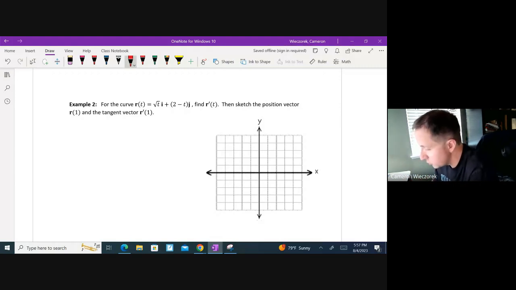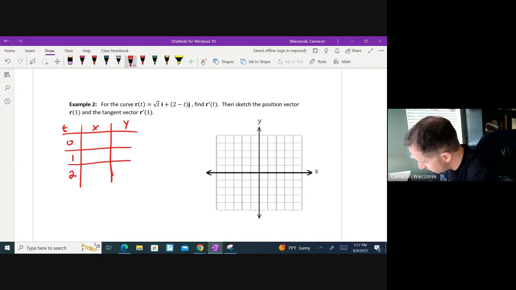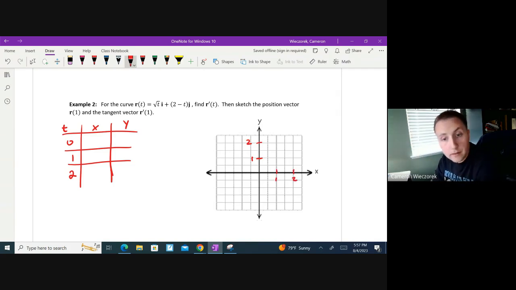So let's sketch the original curve first. I think that would be a good first step. So here's my values of t, here's my values of x and y. This is going to be sketching the original curve r of t. I'm just going to pick a couple points like 0, 1, and 2. And I'm going to scale my graph. You'll see for size, we're going to want to make this just a little bit bigger. So I'm going to scale every 2 squares will be 1 unit in each direction.